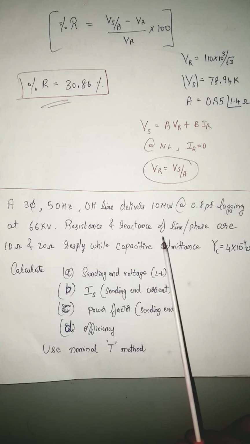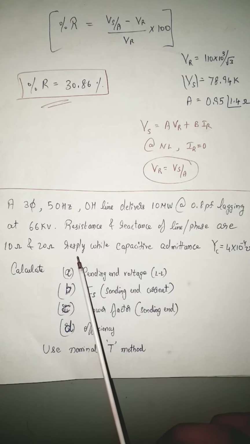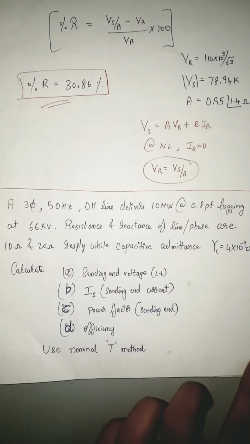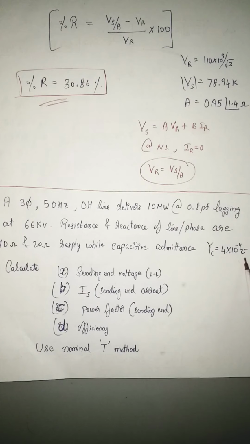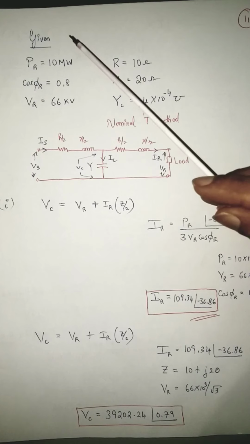Resistance and reactance of the line per phase are 10 ohms and 20 ohms respectively, while capacitive admittance YC is given by 4 into 10 to the power of minus 4 mho. Calculate sending end voltage line to line, sending end current, power factor at sending end, efficiency of the transmission. Use nominal T method. So as usual, first we take down the given data.